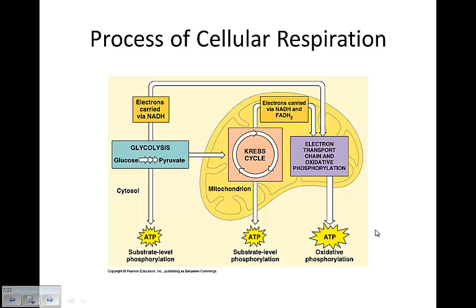Okay, now the 3 steps of cellular respiration, and you got to know the steps. If you start very basic, very general, and then we're going to work specific. Step 1 is glycolysis. Step 2 is the Krebs cycle, and step 3 is the electron transport chain.